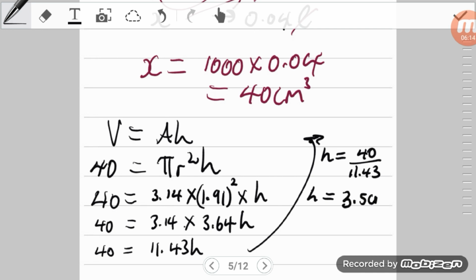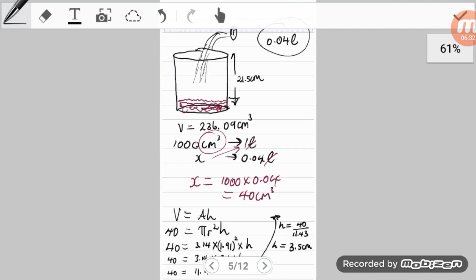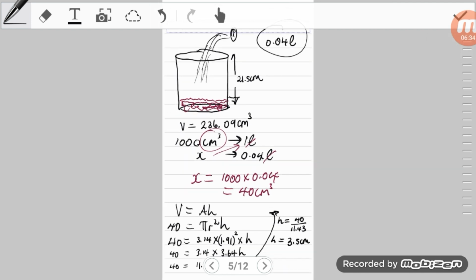So basically the height of the tank is 21.5, but the water poured into the tank is approximately at 3.5 centimeters. All right, so hopefully you guys got that aspect of it. Little tricky, but very doable. Take some practicing, guys, and hopefully that is clear for you.